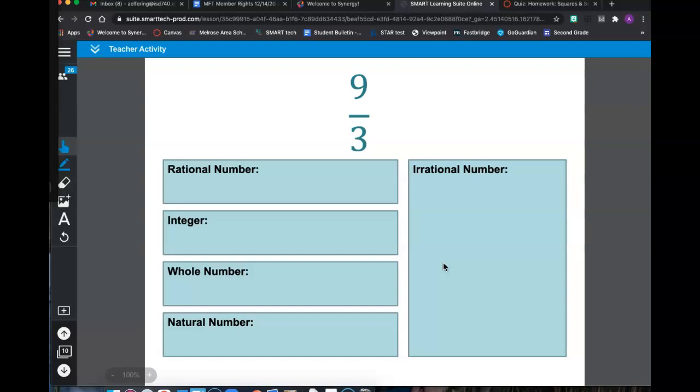Okay, so 9/3 is a rational number because it's a fraction. But if I simplify 9/3, that is just 3. Well, I know that I can naturally count to 3. 1, 2, 3. Okay? And if it's a natural number, you guys, it's everything in this side. It's a whole number and it's an integer. Now, if it's rational, it cannot be irrational. So we would never check mark irrational if it's rational. Okay, let's try another one.